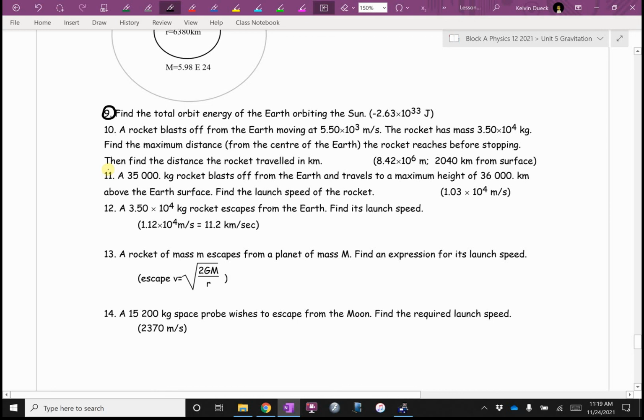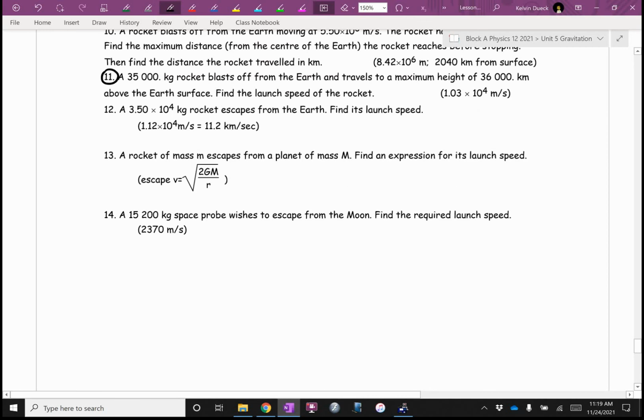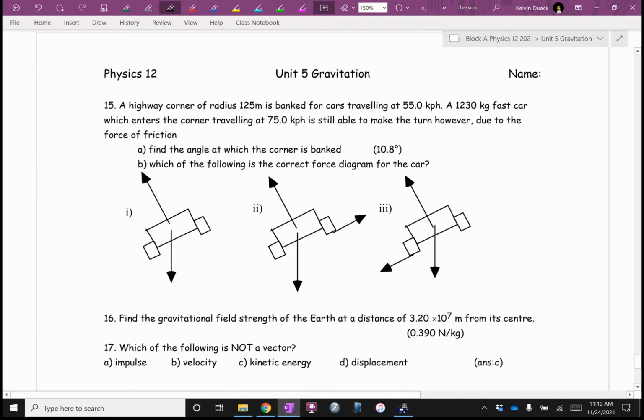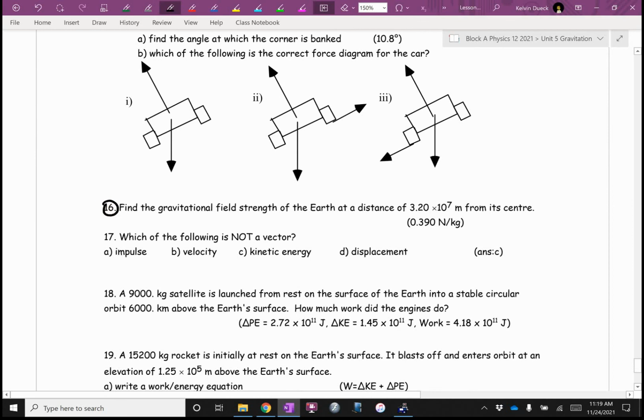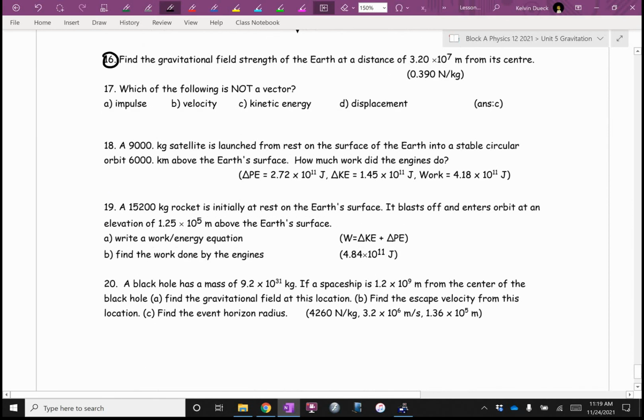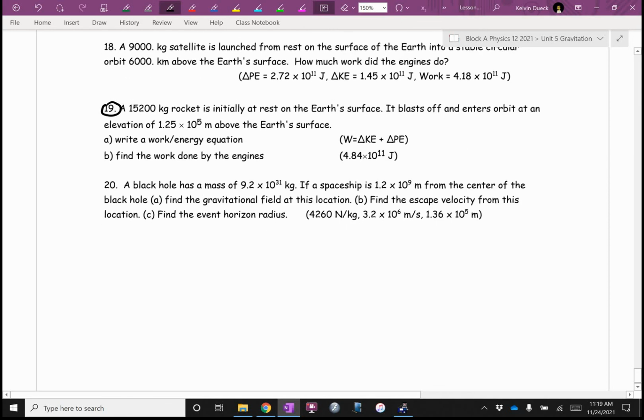9 is good. Skip 10. 11 is good. 14. Skip 15. Skip 17. Skip 18. 19 is good. And 20. That's an awful lot. I'm going to start the next lesson, but I'm not going to finish it. So your homework is going to be this.